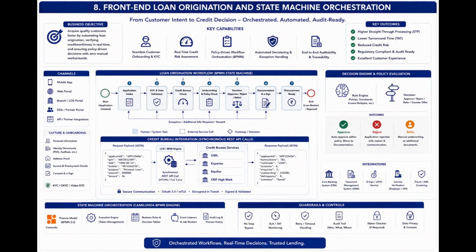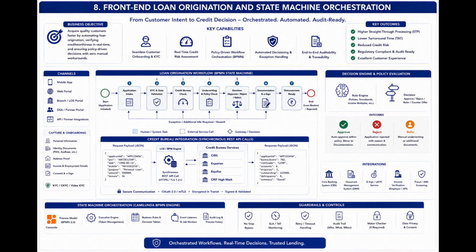To handle these complex, multi-step workflows without manual friction, the lending technical stack coordinates the journey using a robust business process model and notation, BPMN, state machine engine, such as Camunda. This core engine strictly enforces the sequential stages of the loan funnel, ensuring no step is bypassed.